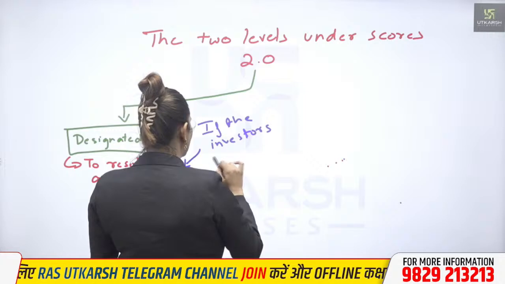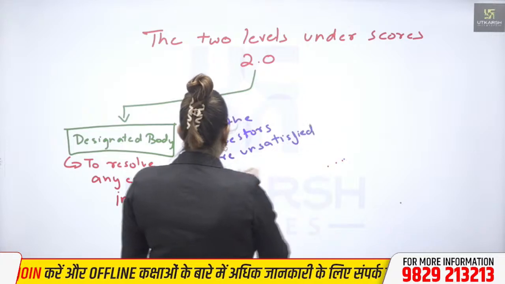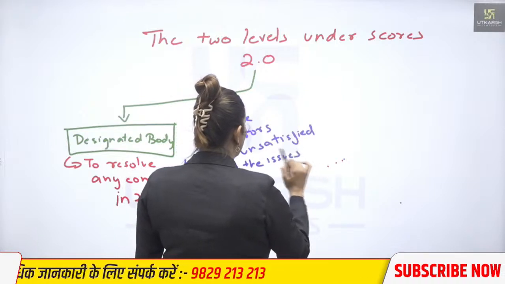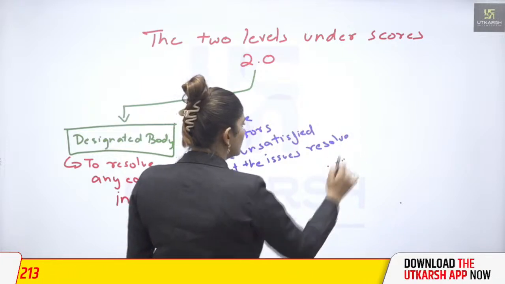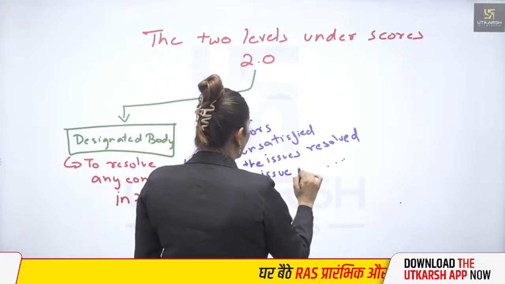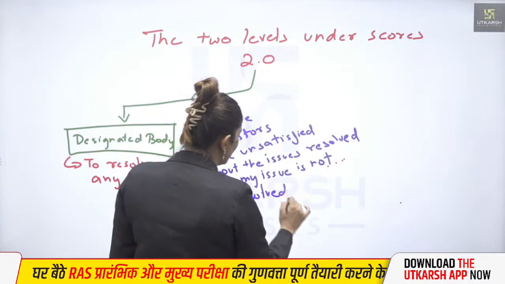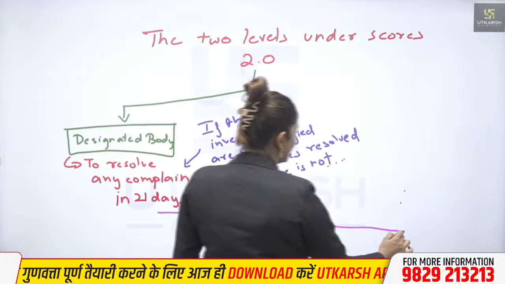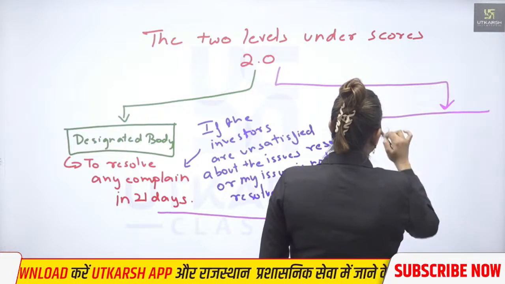And if this issue doesn't get resolved, if the investor is unsatisfied that my issues are not resolved, investors are unsatisfied about the issues resolved, or my issue is not resolved at all, then this particular complaint will go to the second level. And what is the second level? The second level is the SEBI itself. So, one level is the designated body and the second level will be SEBI itself.